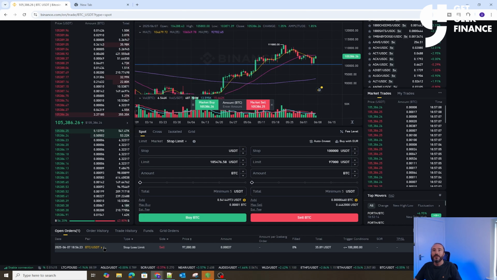By contrast, if you just used a limit order at 100k, it would have already sold because we're currently at 105k. But with a stop limit, your limit order only triggers after your stop price is hit. So anyway, that is how to place a stop loss on Binance.